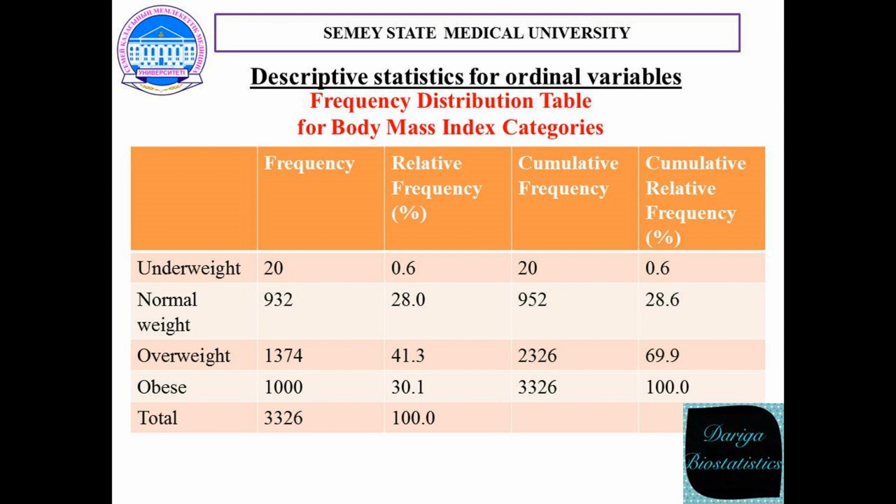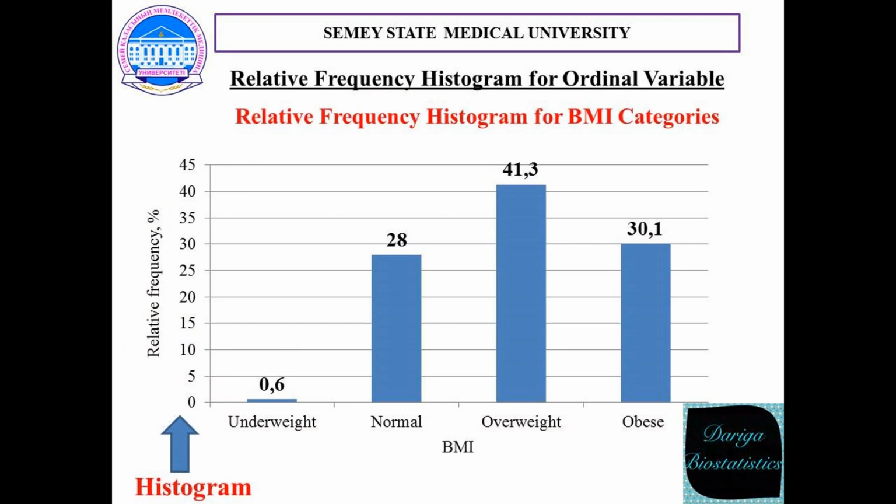Using the cumulative relative frequencies, almost 70% are underweight, normal weight, or overweight. This is equivalent to reporting that 70% of the sample isn't obese. Here is the relative frequency histogram for BMI categories.